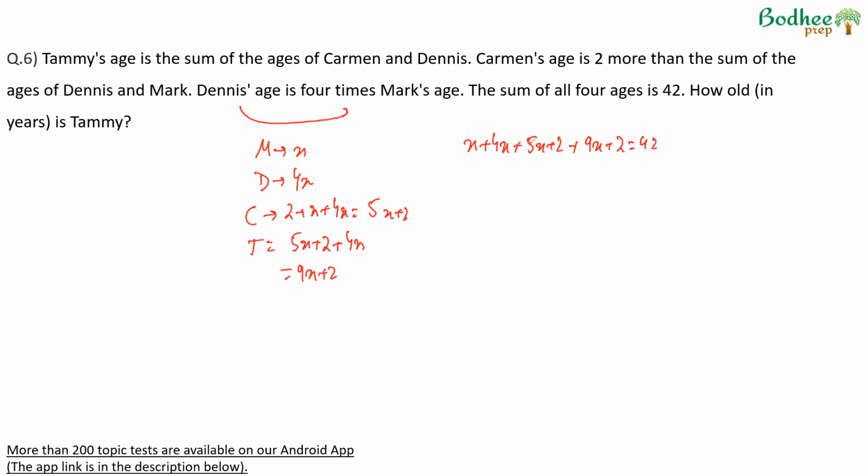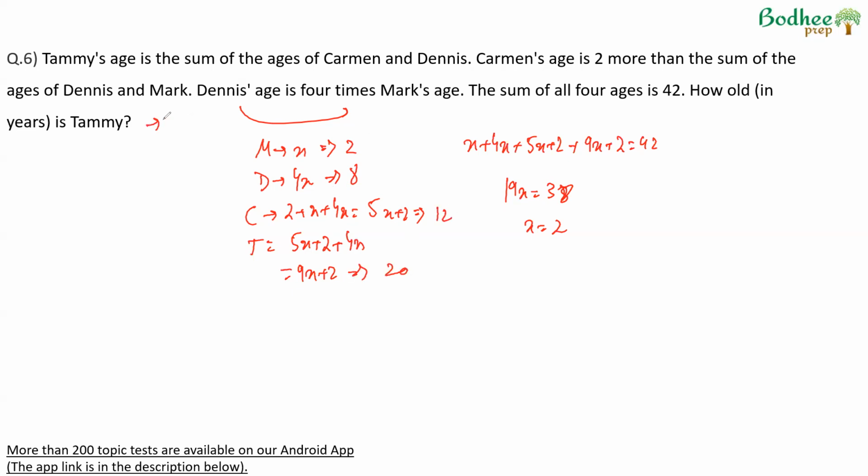9, 5, 14. 19X is equal to 42 minus 4, 38. So X comes out to 2. So Mark's age is 2, Dennis's is 8, Carmen is 5 2s are 10 plus 2, 12, and Tammy is 12 plus 8, 20.